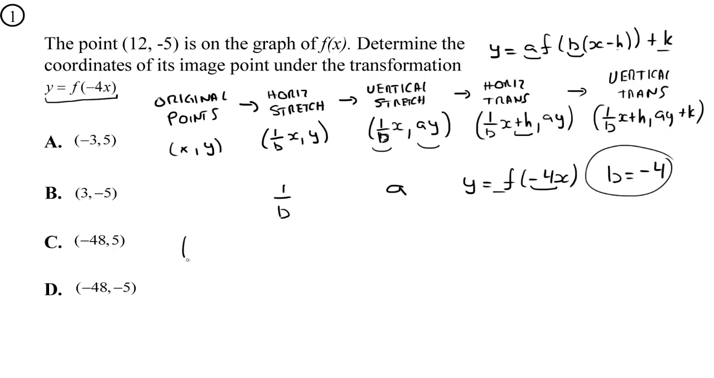So let's start back at our original point, (12, -5). Do our horizontal stretch by a factor of 1 over b, which is negative 4. Our x value is 12. And we still have negative 5. Okay, and for all the other transformations, the vertical stretches, horizontal and vertical translations, nothing happens. So this is our final point. So 12 over negative 4 is negative 3. And our y value stays the same at negative 5. So we can see here that the answer is A.